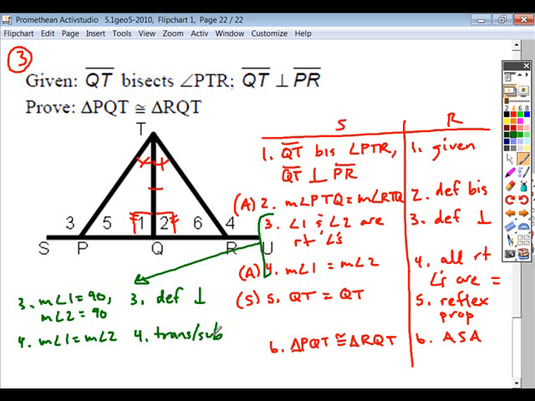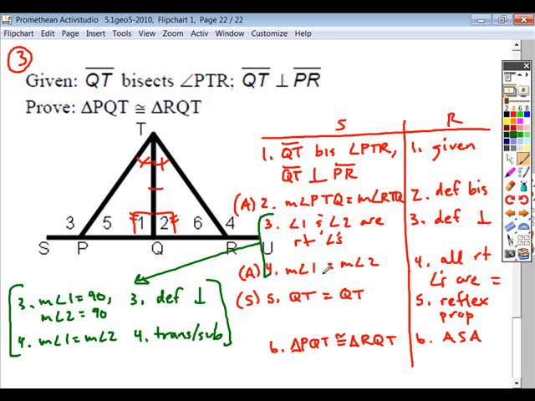Okay, so if you decided to use this instead, your steps 3 and 4 would still have the same end result. Angle 1 and 2 are equal, but it would go about it in a slightly different way. Okay, so this is how you would complete this proof.